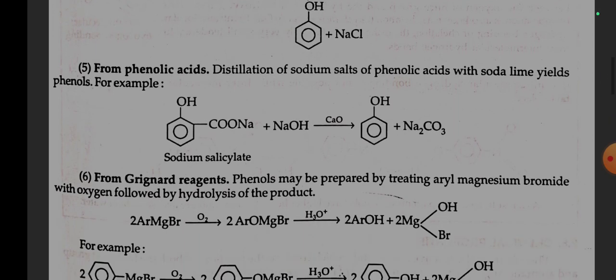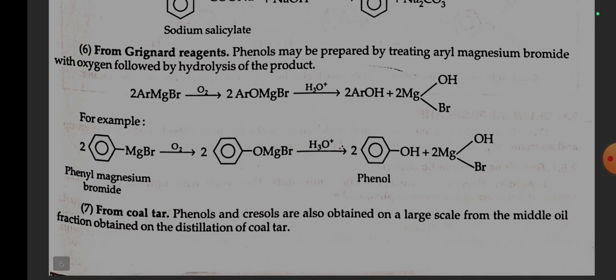Number 5. From phenolic acid, distillation of sodium salts of phenolic acids with soda lime yields phenol. For example, sodium salicylate plus NaOH in presence of CaO gives phenol plus Na2CO3. Number 6. From Grignard reagent, phenols may be prepared by treating an aryl magnesium bromide with oxygen followed by hydrolysis of the product.